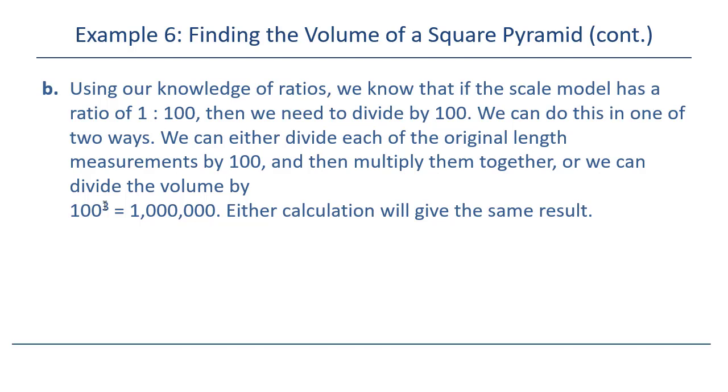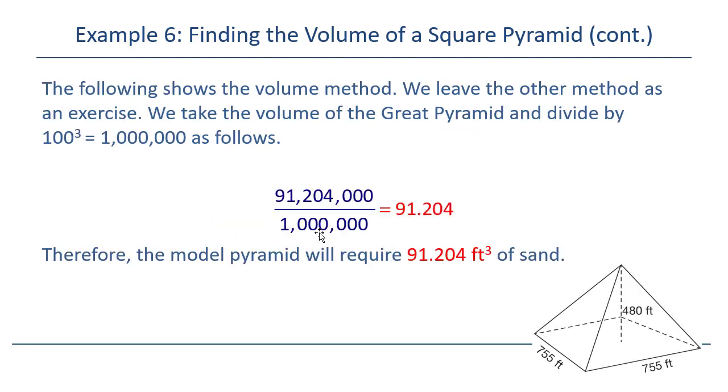Or you could just realize that if it's being reduced by 100, if it's basically being divided by 100 3 times, then it's being divided by 100 cubed, and 100 cubed is a 1 with 6 zeros, or a million. So that means we can now just take this and divide by a million and see that we'll only need a little over 91 cubic feet of sand to make the model.